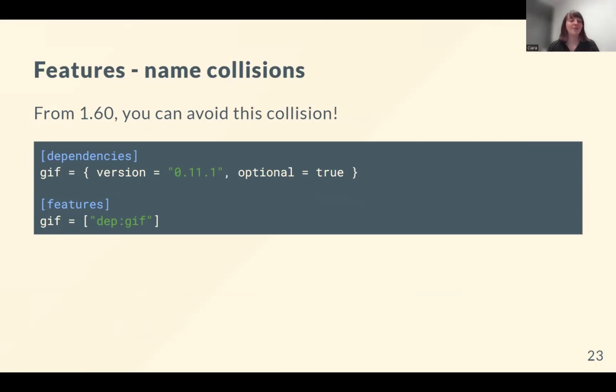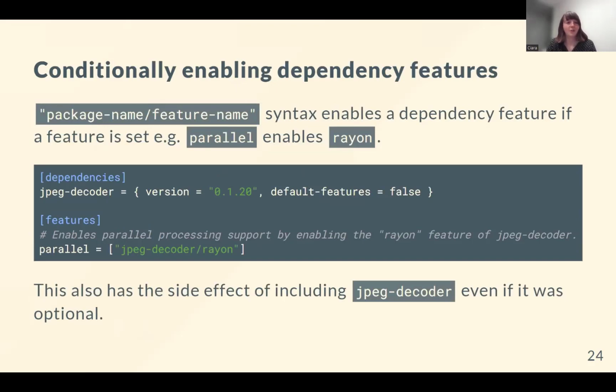Yeah, so there's no collision now because the dependency has this prefix of dep: when it's turned into a feature toggle, which is kind of nice. You can also use this kind of enabling of dependencies to enable just specific features. If you write package-name/feature-name, then that will enable a dependency feature if the feature's set. So in this case, you've got a parallel feature on your crate. And if you enable the parallel feature, you are going to want the rayon feature of the jpeg-decoder dependency.